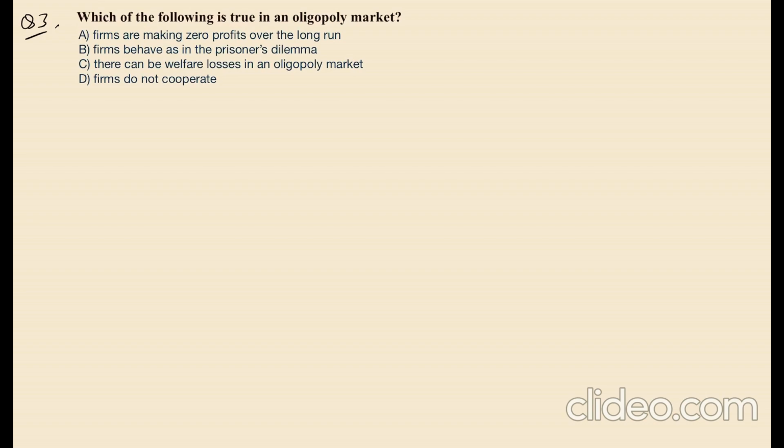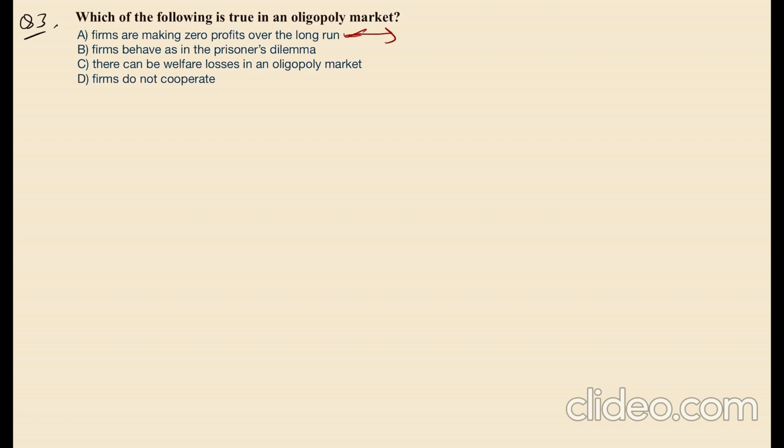Now let us solve question number 3. So here they're asking which of the following is true in an oligopoly market. And now the options are: firms are making zero profits over the long run. Now this one, this is obviously incorrect, right? Because that oligopoly, it does make some positive economic profit in the long run.